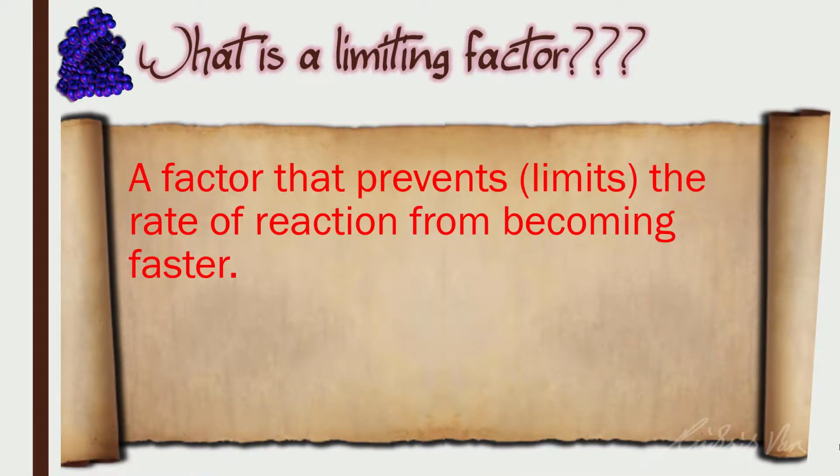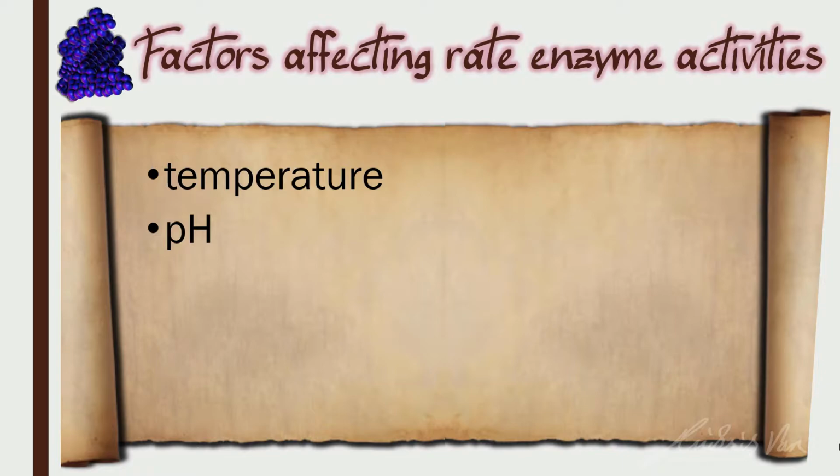A limiting factor is a factor that prevents or limits the rate of reaction from becoming faster. And we have learned two of the factors. First, it is temperature. The higher the temperature until the optimum temperature, the faster the rate of reaction. As well as pH, the optimum pH will result in the fastest rate of enzyme activity.